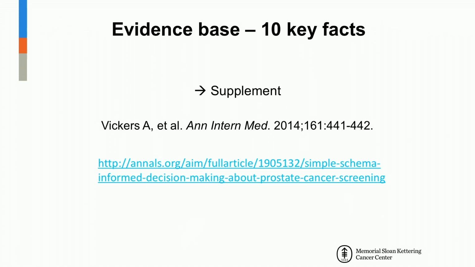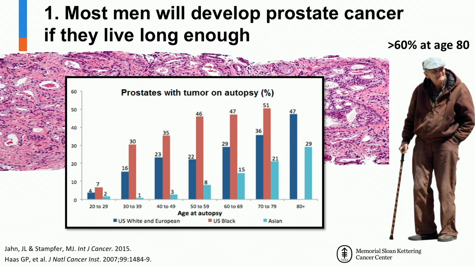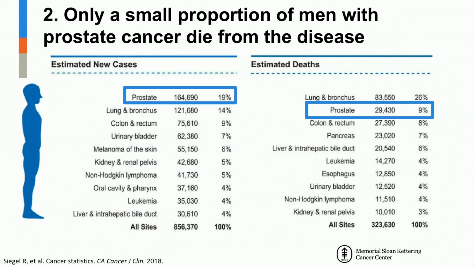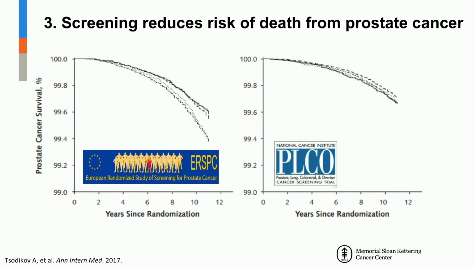You can find these online. Number 1, most men will develop prostate cancer if they live long enough. We know that from autopsy studies, you all know that. Number 2, only a small proportion of men with prostate cancer die from the disease. Everyone also knows that. We also know from randomized trials that screening reduces the risk of death from prostate cancer.